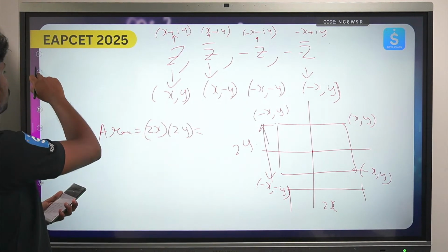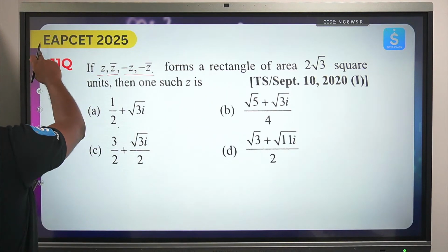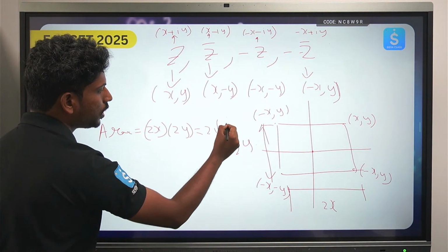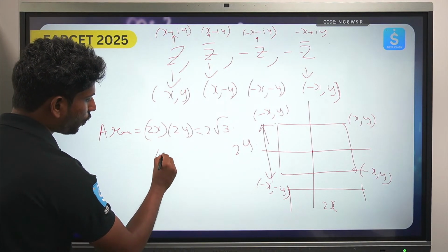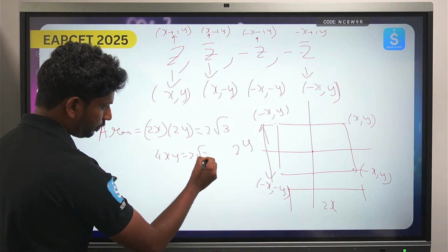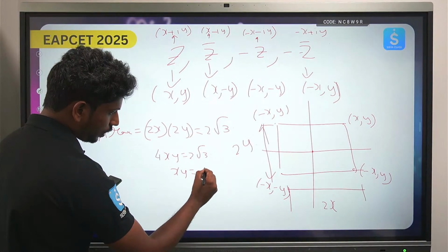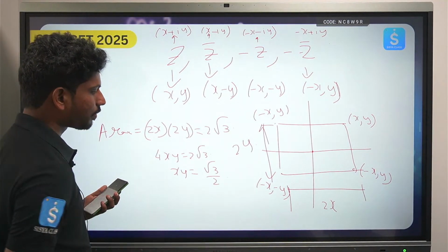So which is equals to, what is 2x into 2y? Which is equals to 2 root 3. That is the area that has been formed. So 2 into 2 is 4, so 4 into xy is equals to 2 root 3, xy is equals to root 3 by 2. I have xy is equals to root 3 by 2.